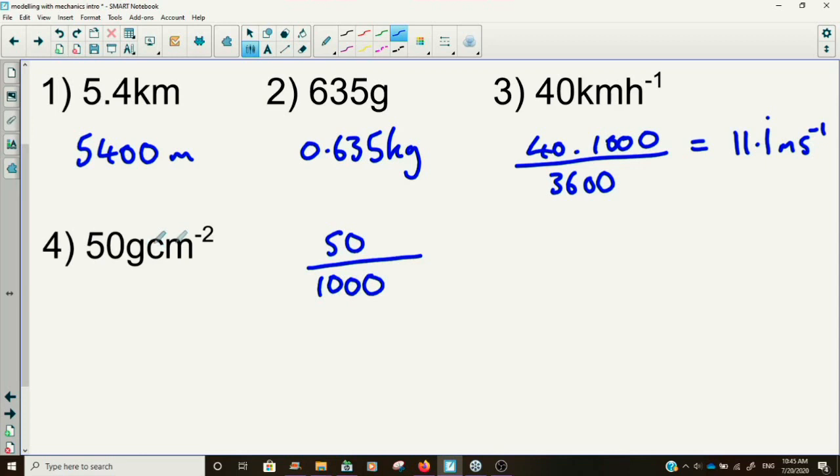Okay. Now, since we're dividing by centimeters squared, to convert that into per meter squared, we're actually going to have to multiply by 10,000, because it's 100 centimeters in a meter, but we're squaring that. So multiply that by 10,000. And that leads to 500 kilograms per meter squared. Okay, I wonder how many of you got that one right.